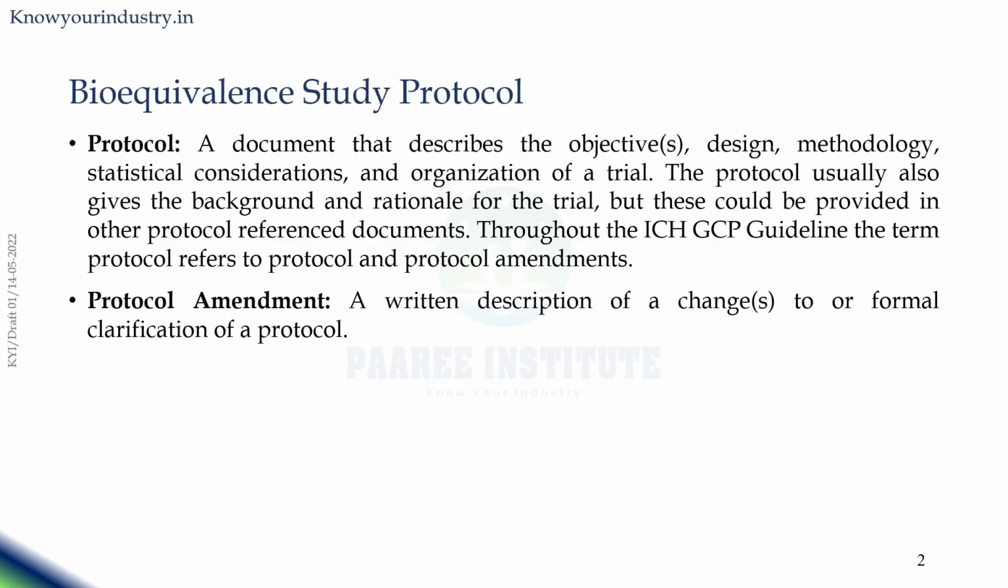Here is the GCP definition of protocol and protocol amendment. Protocol is a document that describes the objectives, design, methodology, statistical consideration, and organization of a clinical trial. The protocol usually also gives the background and rationale for the trial, but these could be provided in other protocol reference documents as well. Throughout the ICH GCP guideline, the term protocol refers to protocol and protocol amendment.